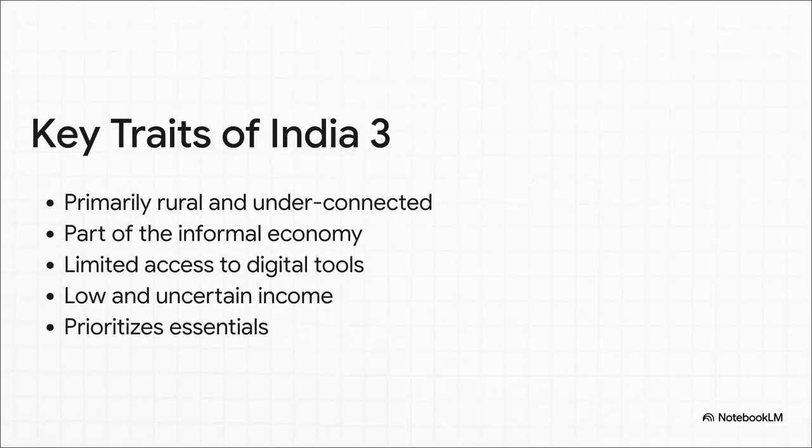So who are they? Well, for the most part, they live in rural areas. They're the backbone of the informal economy. We're talking farmers, day laborers, small shop owners. Their income isn't just low, it's often unpredictable. For a family here, a smartphone might be their very first computer, but getting a stable, fast internet connection, that's still a huge challenge. Their world is miles away from the on-demand, app-driven life of India 1.